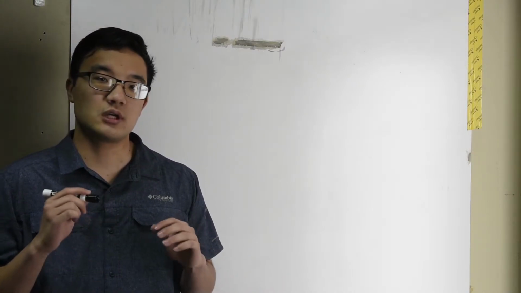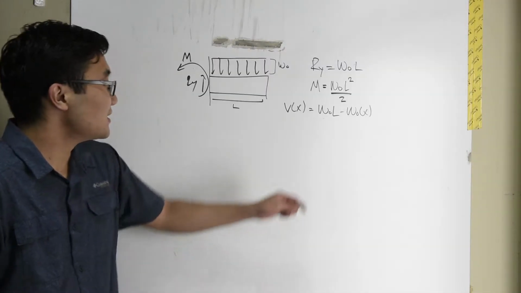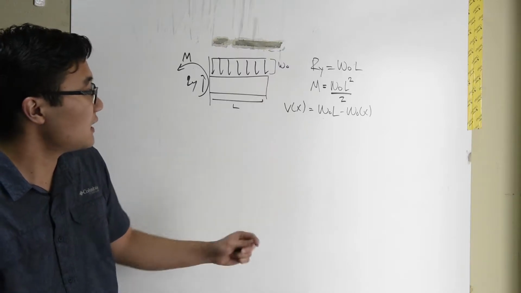I'm just going to throw up the diagram for that rectangular load. I'm going to throw up the shear equation, and I'm going to throw up some of the boundary conditions. And we'll derive moment based off of that. Alrighty, so hopefully these look familiar.